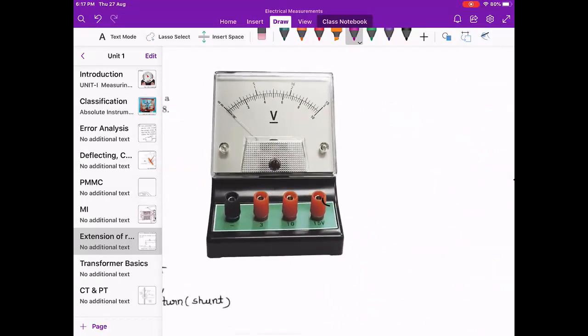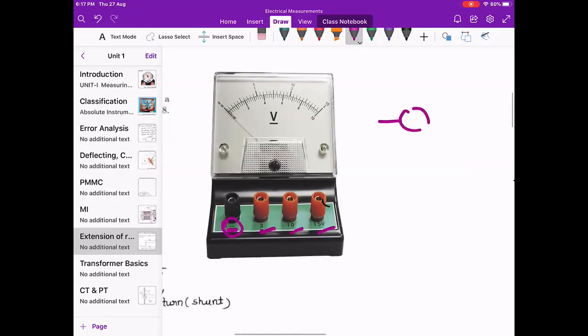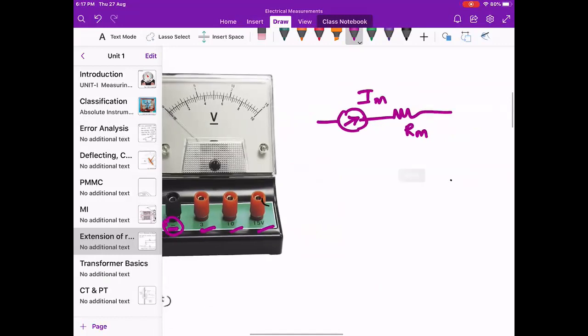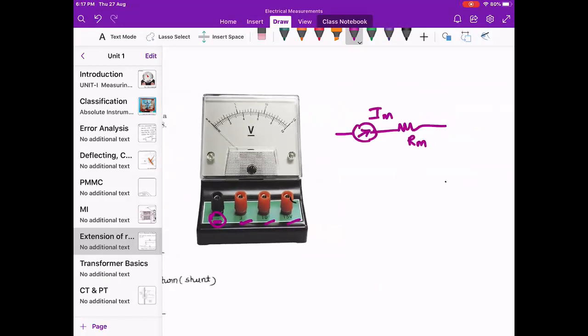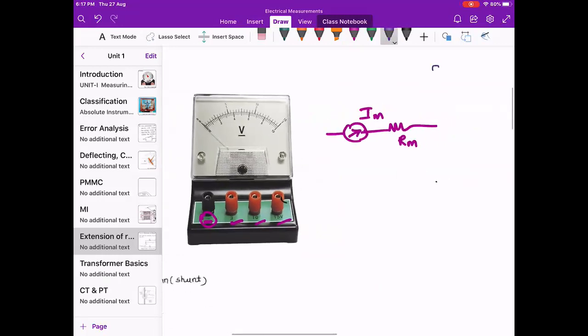It consists of G, minus, a terminal in black, then 3, 10, and 15. Just now I told you that any PMMC will look like this, with Im and Rm. This is the meter. Now, just now I told you that up to 5 to 50 milliamperes only we can use the PMMC, but we cannot even measure 3.